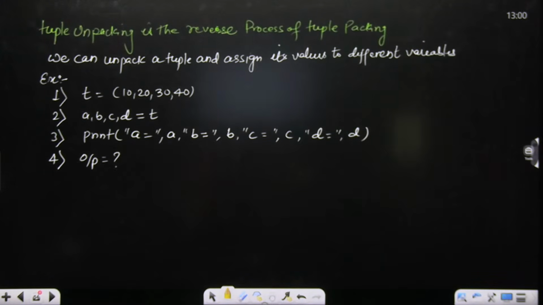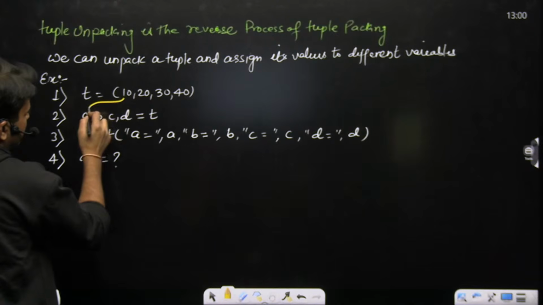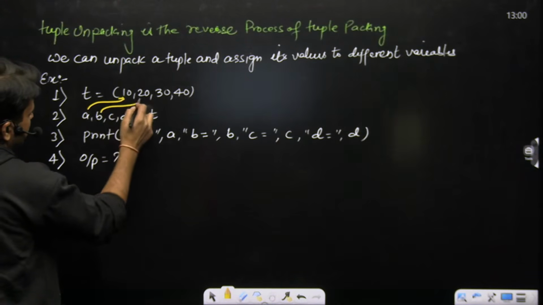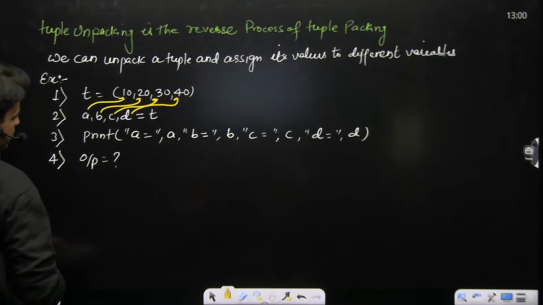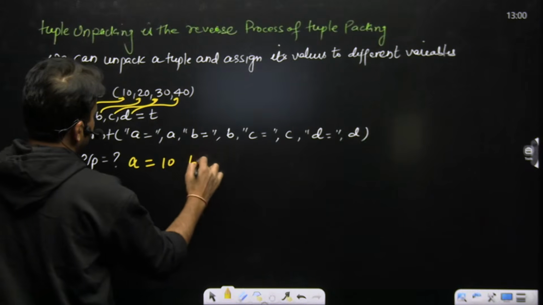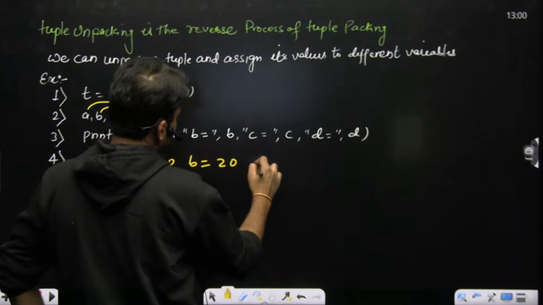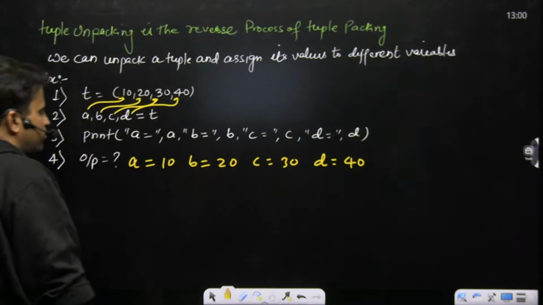Now, tuple unpacking is the reverse process of tuple packing, student. So we can unpack a tuple and assign its values to different variables, student. For example, T equals to 10, 20, 30, 40. So if you write like this, A is pointing to this one, B is pointing to this one. Okay. So if you print this, then what is the output? Sir, A equals to 10, B equals to 20, C equals to 30, D equals to 40. This is the output, student.